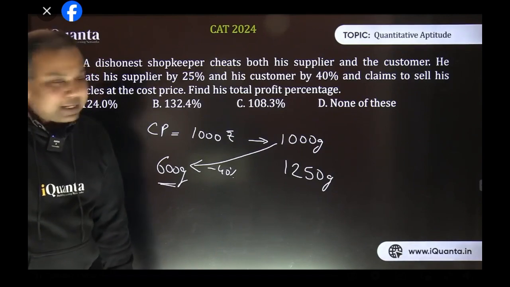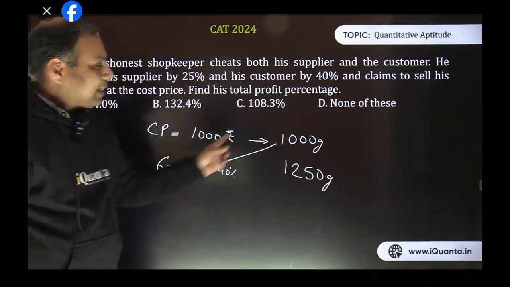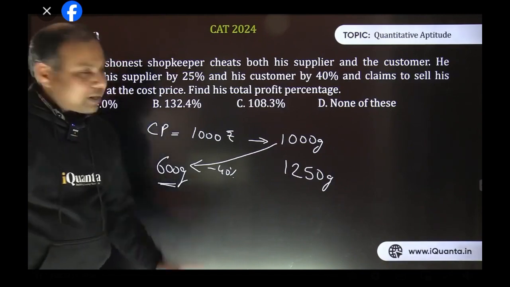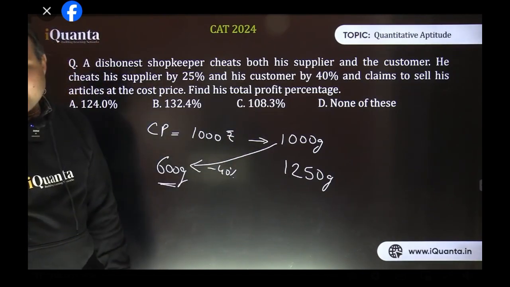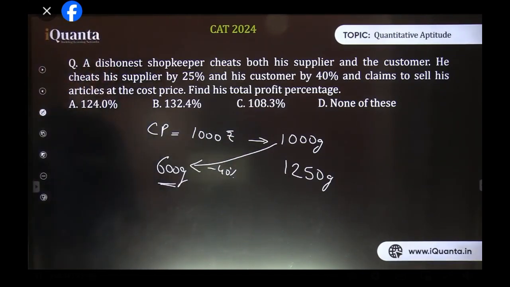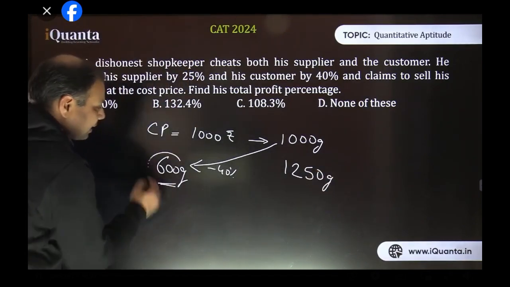Fine. In that sense, we can understand. So 600 gram का cost price का सामान he is selling for 1250 gram. So that's how we can calculate the profit percentage. ठीक. So same thing we are going to get. So in both ways. So here 600 gram कैसे आया?